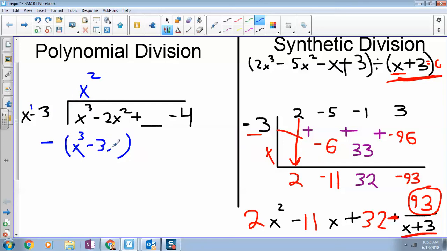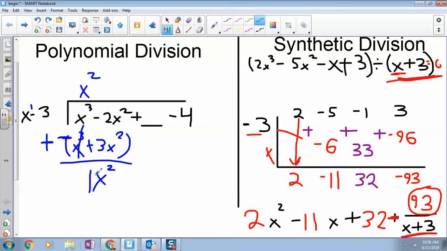Alright, so the key to this is, see how I have a subtraction sign here? Make that a plus sign and then distribute the negative. So that's going to become negative x to the third, that's going to become positive 3x squared. Now we're going to combine like terms. So x to the third minus x to the third is gone. Okay, then we have negative 2x squared plus positive 3x squared is x squared, or 1x squared if you want to put the 1 there.